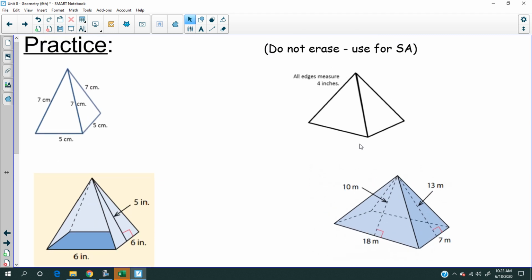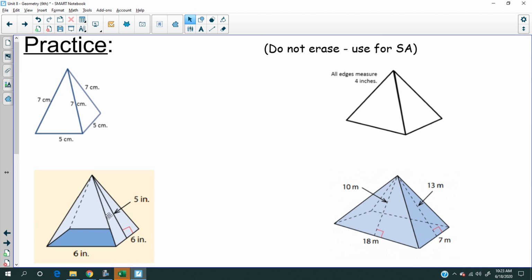Yeah, let's do that. Okay, so let's try one together. Let's try this one, and then I'll show you the answer for these 3, and then we'll just call it a day.